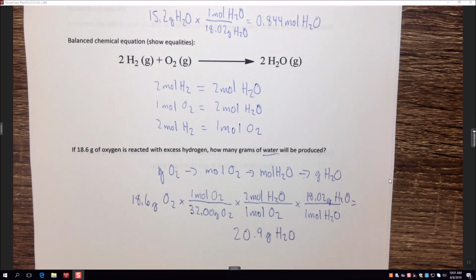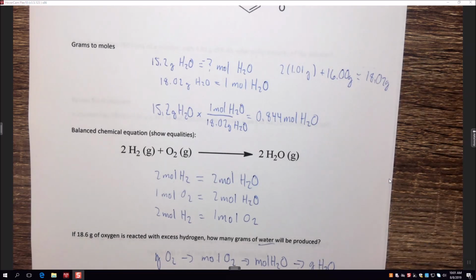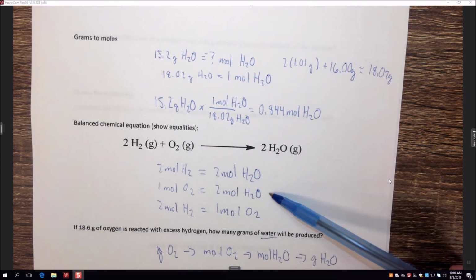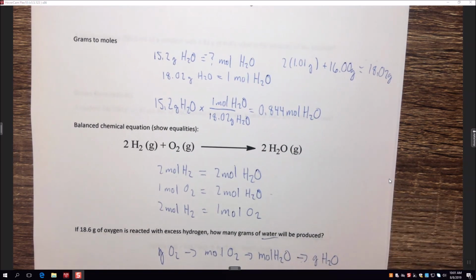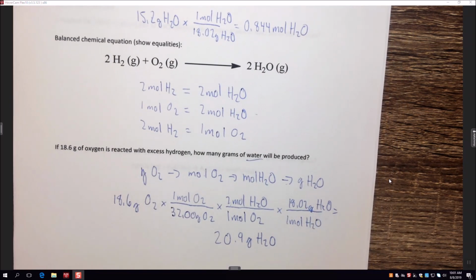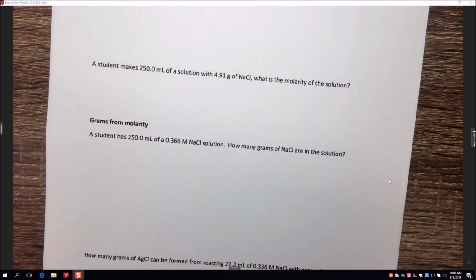So in these 3 questions, we kind of built up how to do what I call solid stoichiometry. So basically, we did grams to moles, we looked at how that interacts with a balanced chemical equation, and then we converted from grams of one thing to grams of another thing. There's another type of stoichiometry that's important, and that type of stoichiometry is called solution stoichiometry.